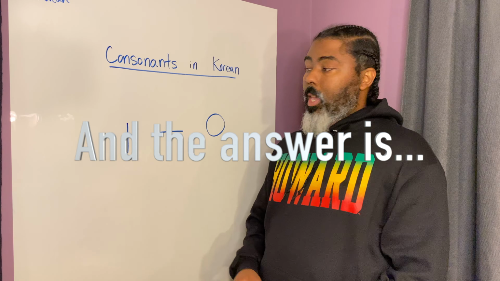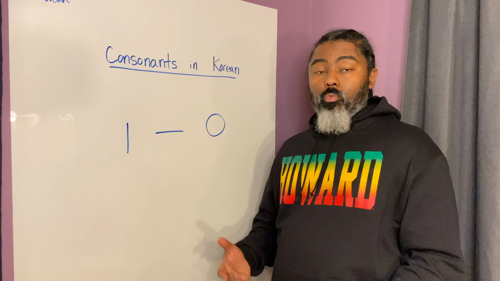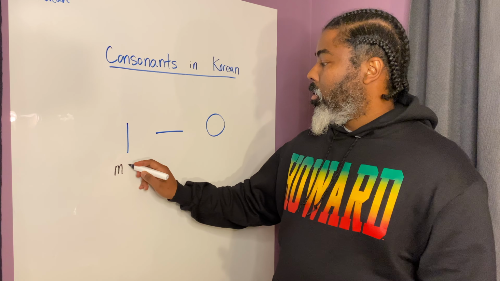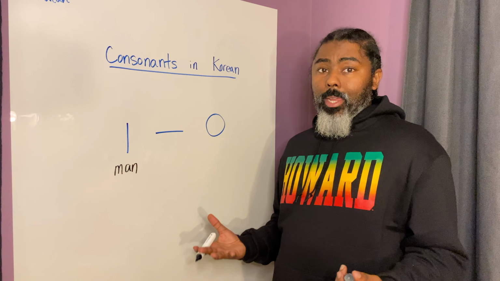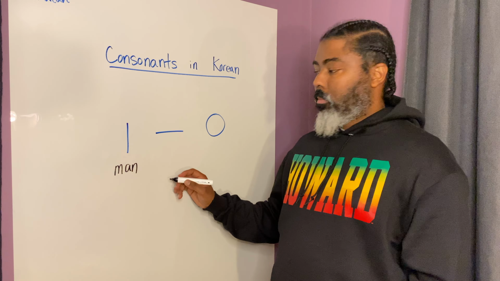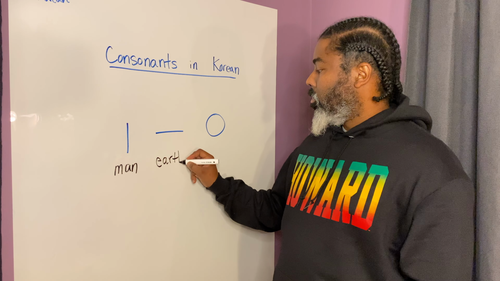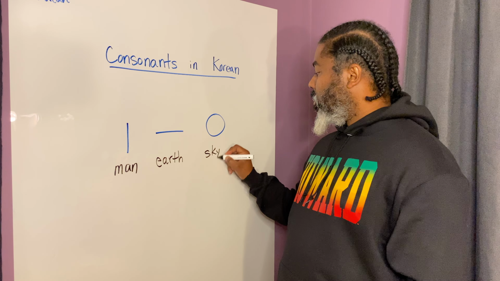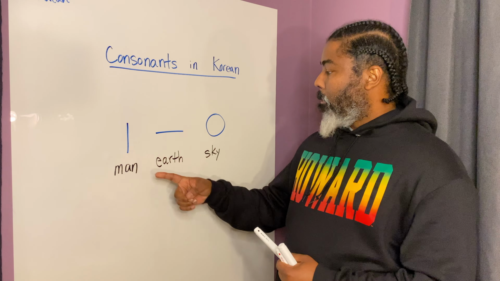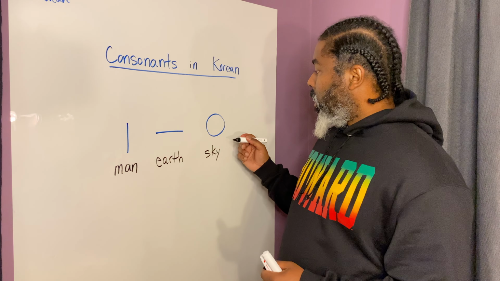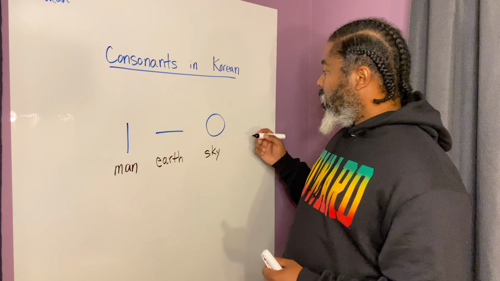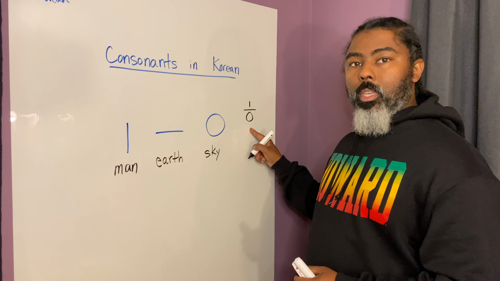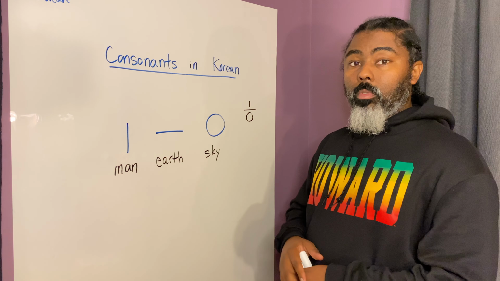All right, did you guess what each of these characters represents? Well, I'll tell you, this represents human beings, mankind, man. This represents Earth. And this represents the sky. Man, Earth, and sky. And when we put these together, we come up with, I'll write it here, Hiyut, the H sound in Korean.